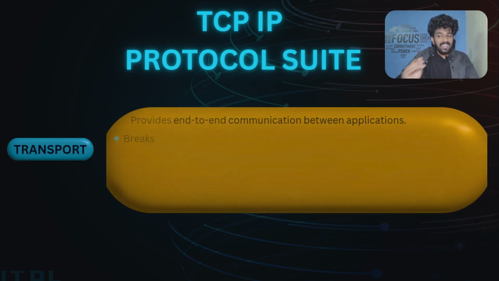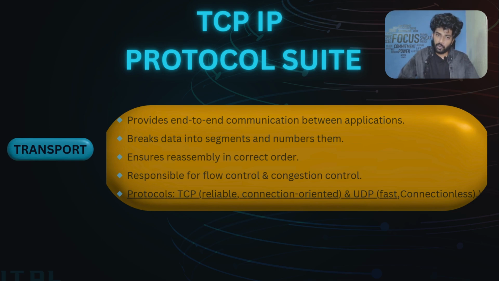Okay, and in this layer we use two important protocols. What are they? The first one is TCP. TCP is reliable and connection oriented. And the second one is UDP, which is fast and connectionless. We will discuss these protocols in detail in a future video. So this is all about the transport layer.